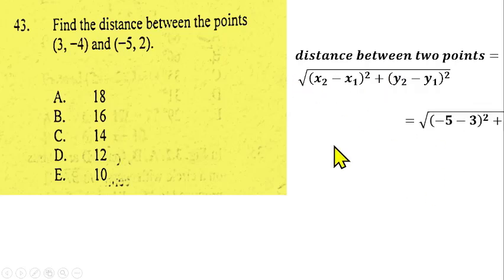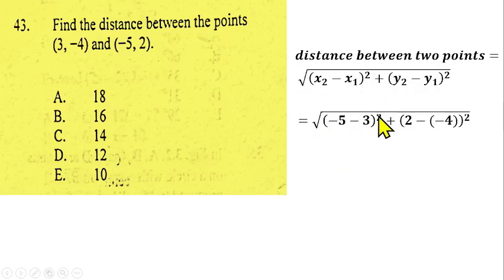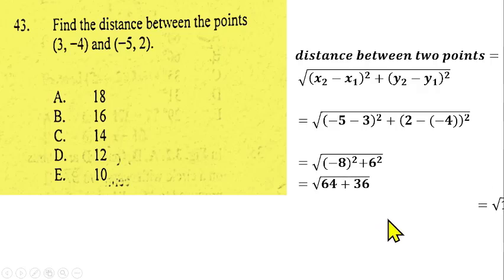If you substitute that here, you have the square root of open bracket -5 minus 3 squared plus open bracket 2 minus open bracket -4, close the bracket, and close the big bracket. The reason why we are putting this one in bracket is because you have a minus here and a minus here, so we can't write minus minus, we need to put one in bracket. So -5 minus 3 gives us -8, then squared. Here we have 2 plus 4, that gives us 6 squared. So we have -8 squared plus 6 squared, that gives us 64 plus 36, and that gives us 100. So the square root of 100 gives us 10. So the distance between the two points is 10 units, and that will give us option E.